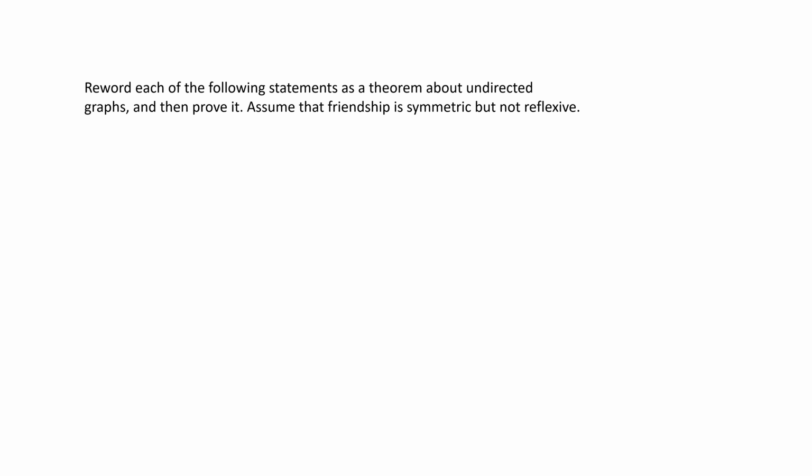In this video, we will prove a problem given in Appendix B of the book Introduction to Algorithms by CLRS. The problem is this: reword each of the following statements as a theorem about undirected graphs and then prove it. Assume that friendship is symmetric but not reflexive.